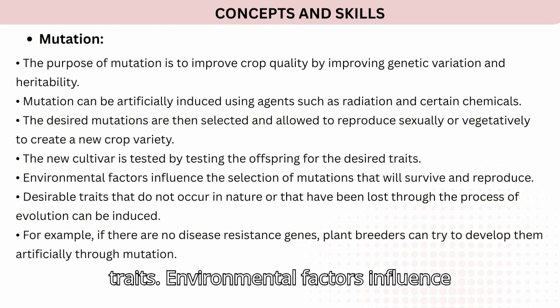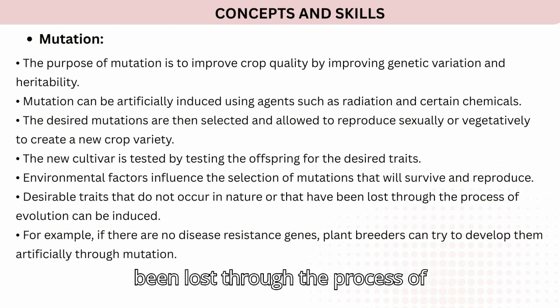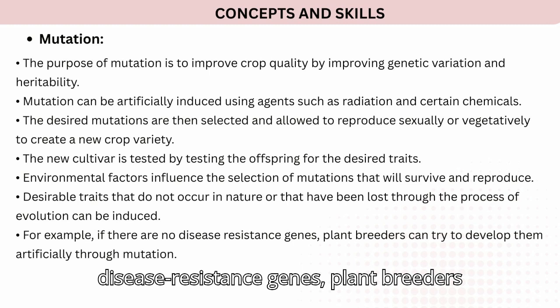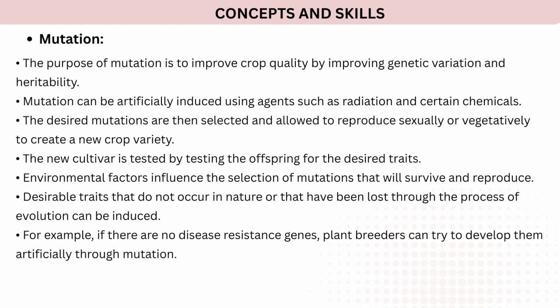Environmental factors influence the selection of mutations that will survive and reproduce. Desirable traits that do not occur in nature or that have been lost through the process of evolution can be induced. For example, if there are no disease resistance genes, plant breeders can try to develop them artificially through mutation.